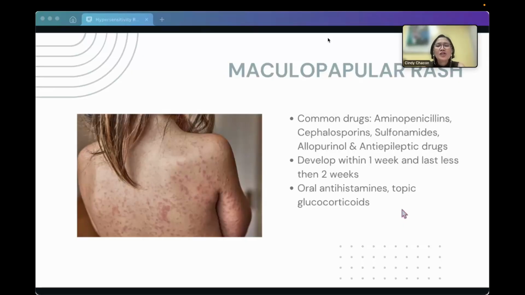Maculopapular reactions usually develop within 1 week of initiation of therapy and last less than 2 weeks. Occasionally, these eruptions resolve despite continued use of the responsible drug. However, the possibility of worsening symptoms is also highly likely. Hence, the suspected drug is usually discontinued unless it is really essential.